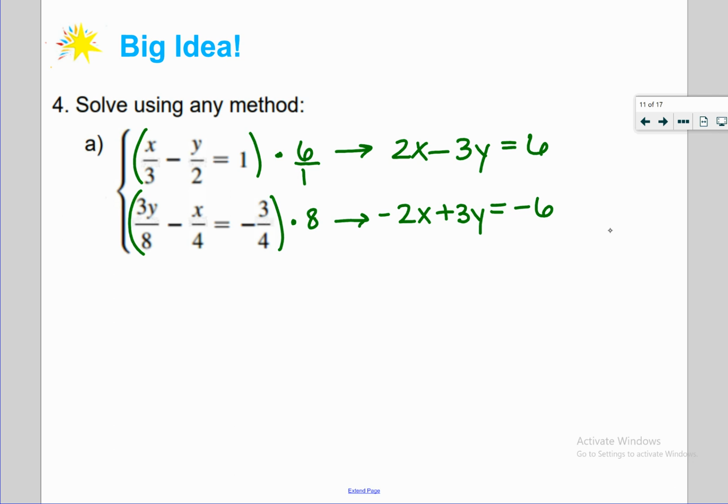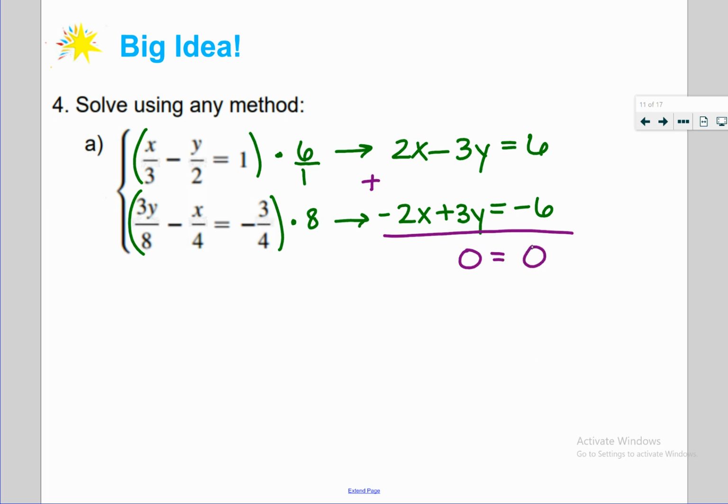Elimination. Everything's lined up. It's not super easy to get a variable alone. And look, you already have those opposites. Positive and negative 2, positive and negative 3. So you don't even have to multiply by anything. You can just add your equations together here. What's going to happen on the left if I add those together, the x's and the y's? 0. What's going to happen on the right?